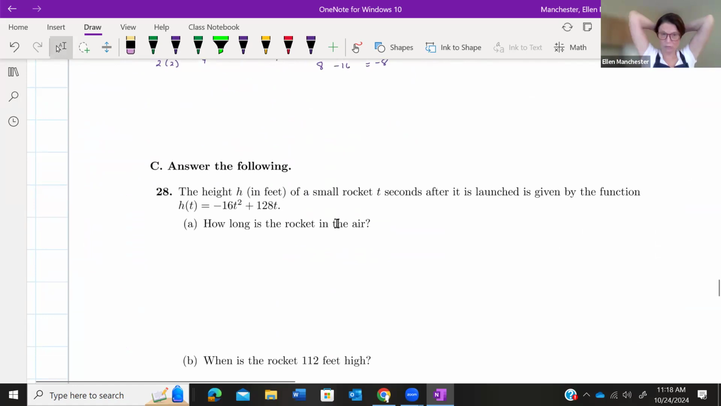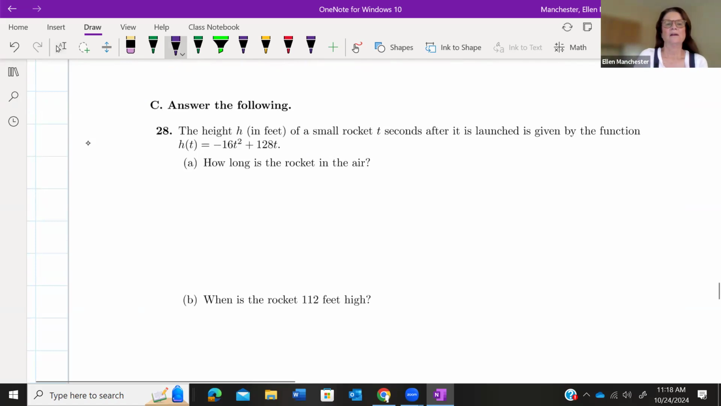Okay, all right, so word problems, not an issue anymore, right? When it asks for how long, it's asking for the x-intercepts, right? When does it start and stop? When it's asking when is the rocket 112 feet high, what that's saying is the height is 112. So this is the y value. You're looking for the time. That's that when question.